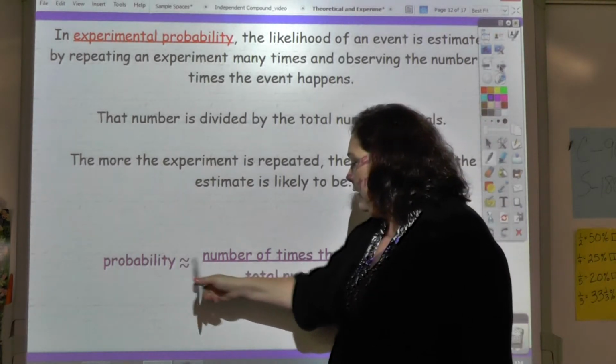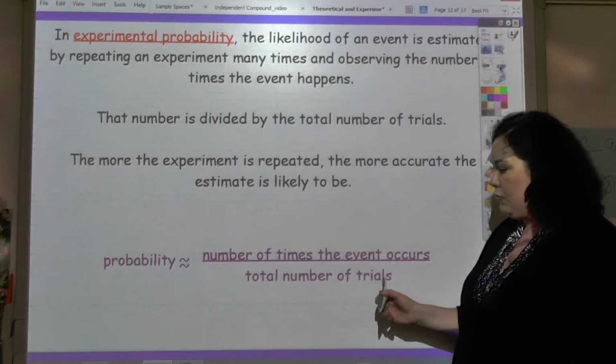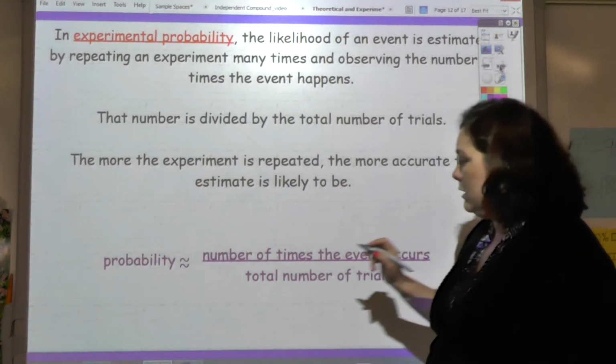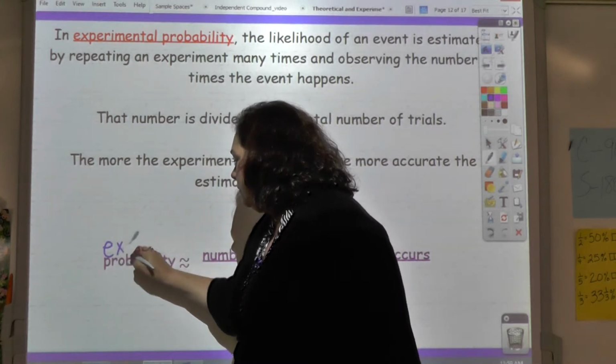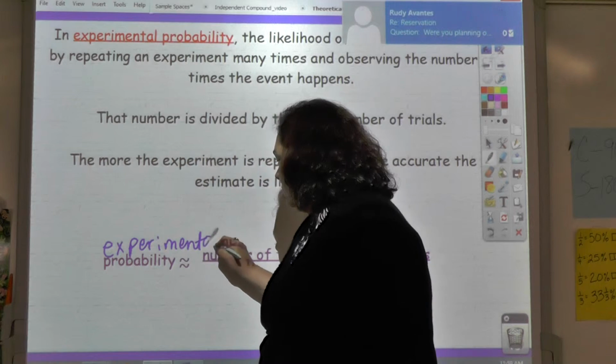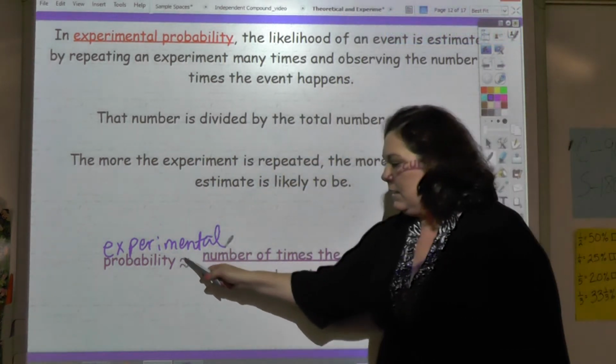So the probability is the number of times an event occurs over the total number of trials. So you need to write that in your notes. And this is experimental probability. And this just means it's an estimate.